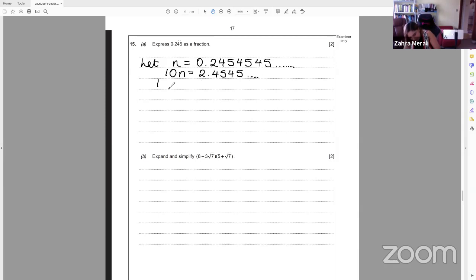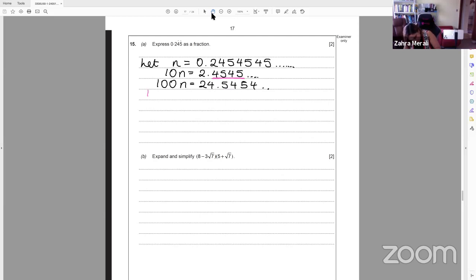Okay, but if I do 100n, I get 24.5454, and that's not the same. What you're looking for is something to be the same after the decimal place. So at the moment, that's not the same as this. So those are not the same, so we can't use that. So we times it once more.